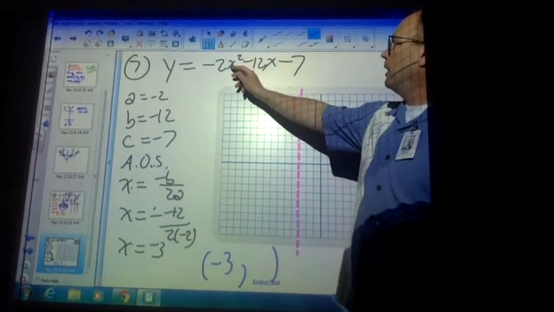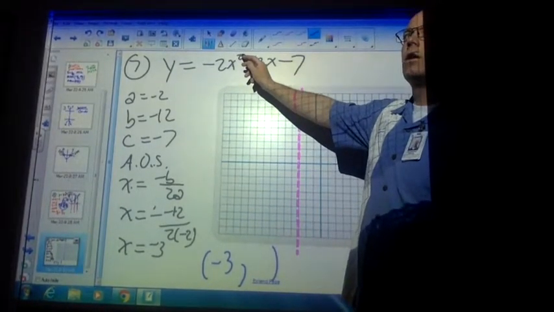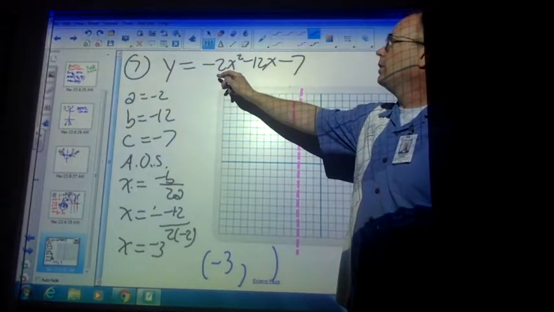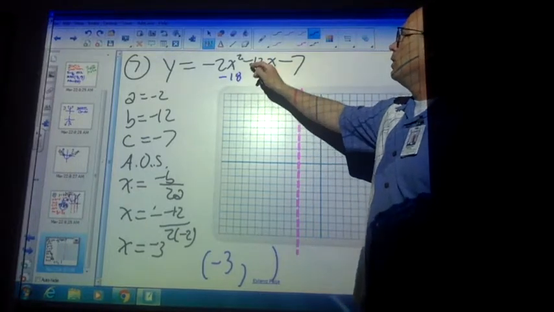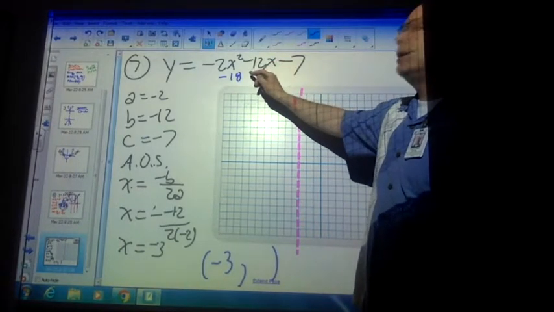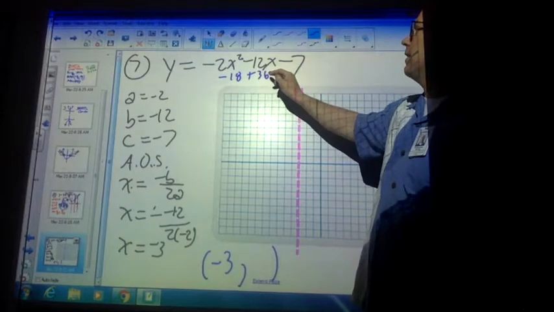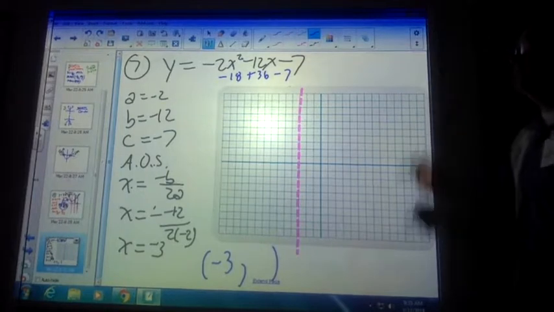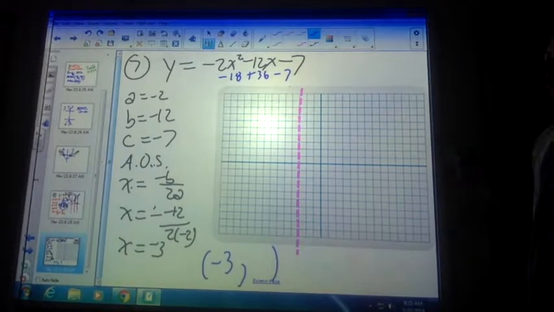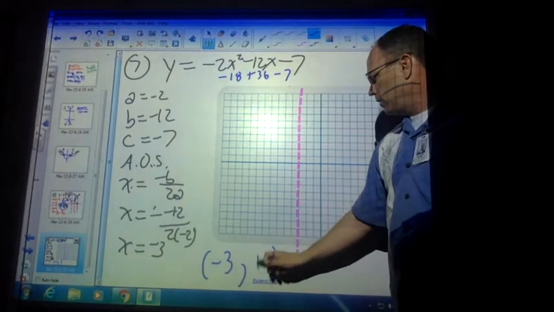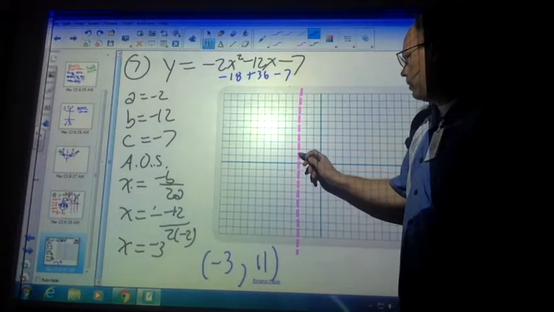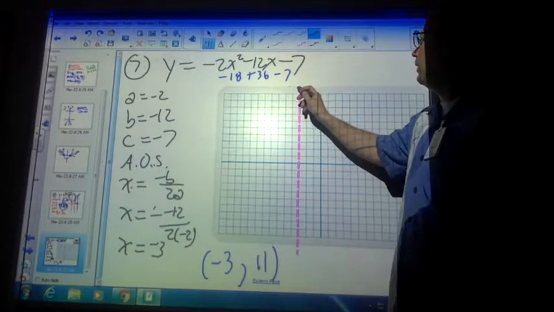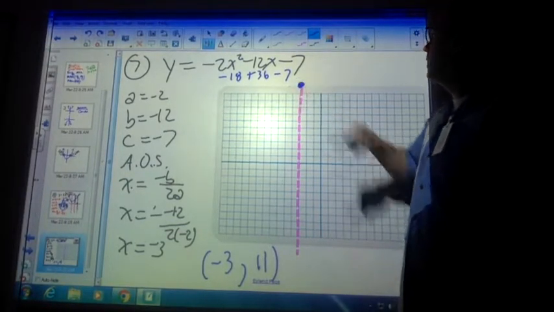Okay? So -3 squared is? 9. 9 times -2? -18. Okay. -12 times -3? Positive 36, because negative times negative. So -18 and -7 combined together give me -25. 36 minus 25 is 11. So -3, comma 11. 1, 2, 3, 4, 5, 6, 7, 8, 9, 10, 11. Did I do that right?